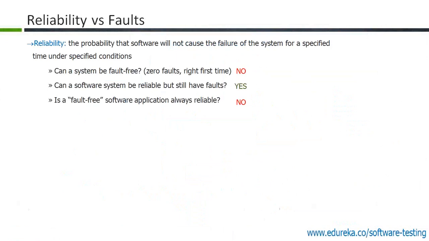Now, answer me some question. The probability that software will not cause the failure of the system for a specified time under specified conditions. When I talk about reliability, see, earlier, when I was a developer, many people used to come and ask me to write some programs for them.